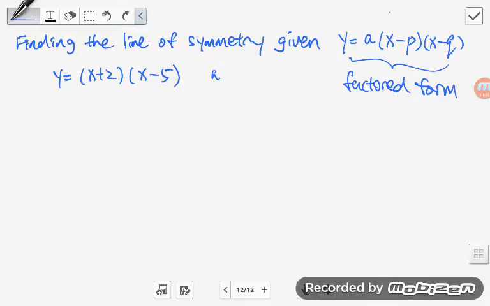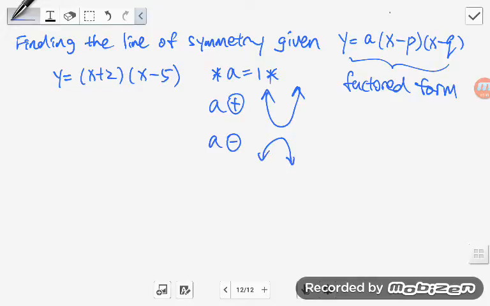I hope your answer is not 0. So in this case, my a is equal to 1. This is my a is equal to 1, but we don't write that. Sometimes your a could be positive, sometimes your a could be negative. If your a is positive, then your parabola is going to open up. If your a is negative, then your parabola is going to open down.